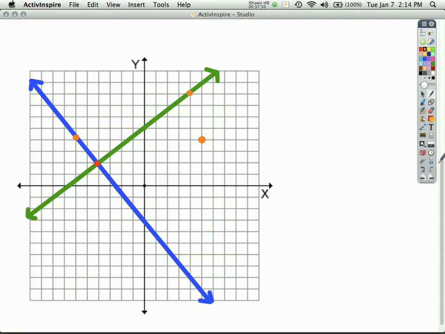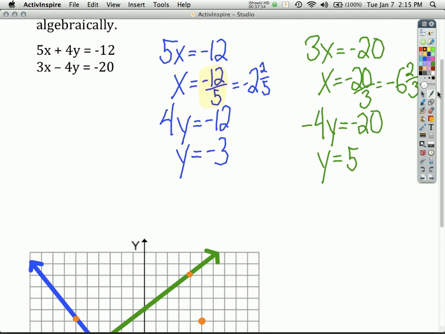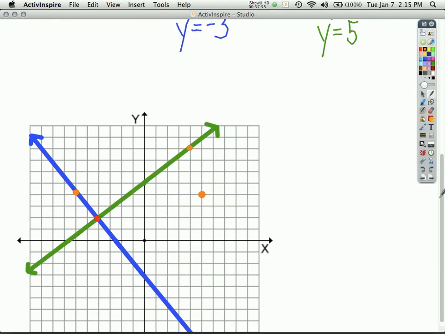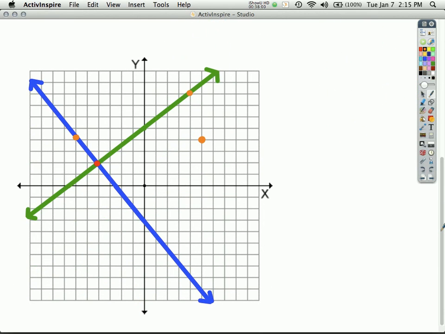Now, the lines were kind of hard to draw because of these ugly numbers. This ugly number here and this ugly number here made our lines a little bit difficult to draw. So it is possible that our lines are not perfect enough. So we have to test out the coordinates. So first let's identify the coordinates.